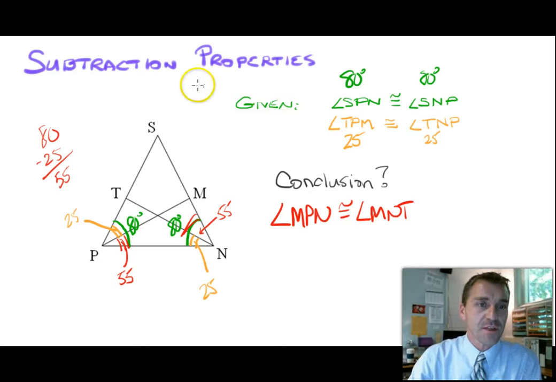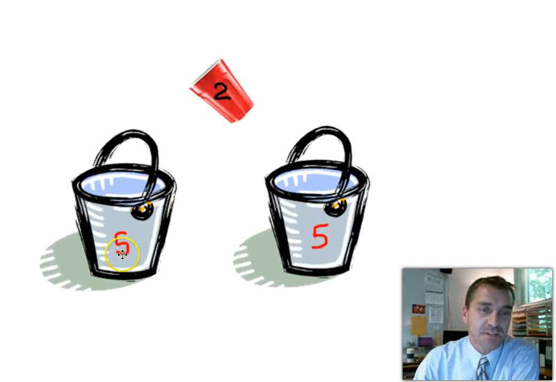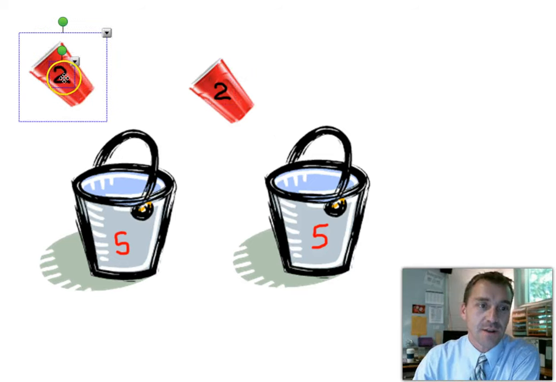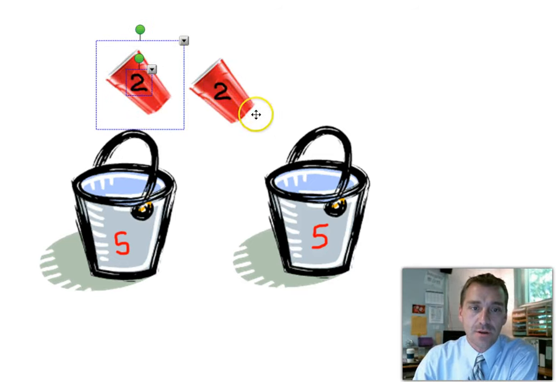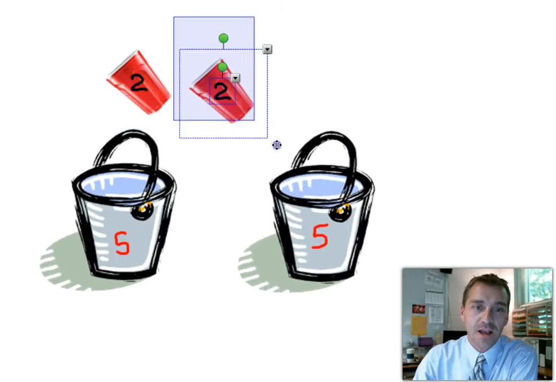So let me run over and give you the example with the solo cup. So again, let's say that this bucket has 5 gallons in it, this bucket has 5 gallons in it, and I have one cup, but I can't do that. I actually need more than one cup. I'm going to need 2. So if I take this and copy it like that, now I have 2 congruent cups. That guy right there, and this guy right there.